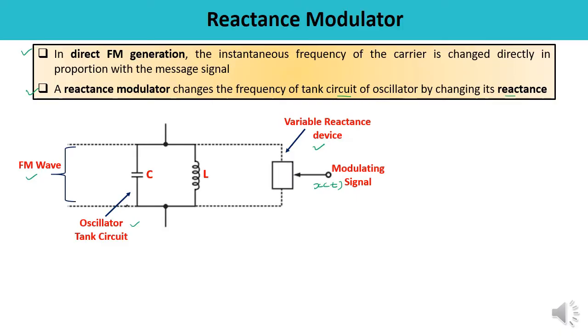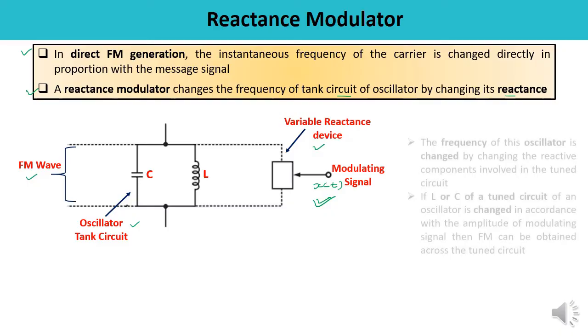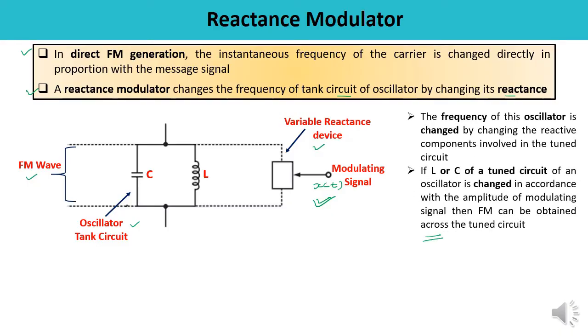In this particular diagram, you can observe that the frequency of this oscillator can be changed by incremental variations in the reactive components which are involved in the tuned circuit. So if the L or C of the tuned circuit of an oscillator is changed according to the amplitude of the modulating signal, then FM can be obtained across the tuned circuit. That is how FM can be obtained across this particular tuned circuit, right? So in this particular manner, it is being performed.